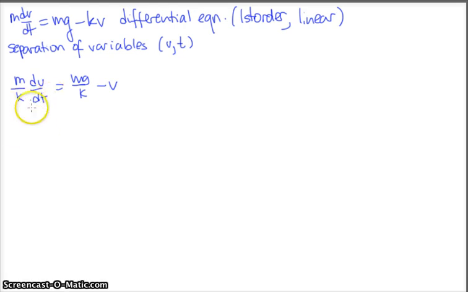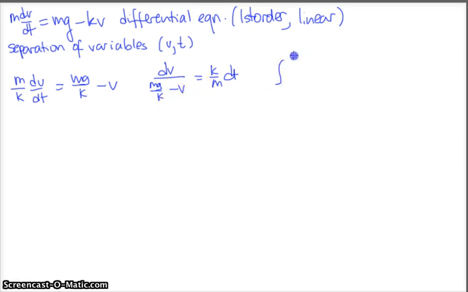So I'm going to do a couple of steps of algebra in a row. dv over this quantity, mg over k minus v, is equal to dt times what's in front of the dt, which is k over m. Now that is the separation part. So far all I've done is separate. Now I need to integrate.